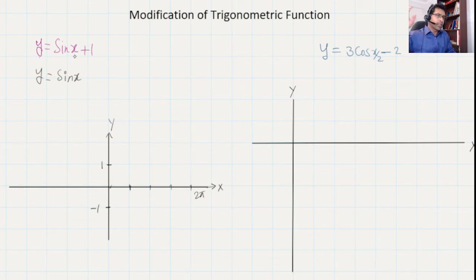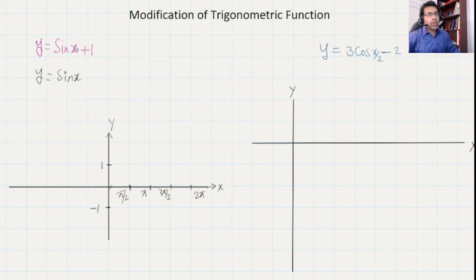Here our period is also the same, because b is 1. If you compare to the general form, b is 1, so it means the period, the angle it takes to complete the whole circle, is 2 pi. This is our pi over 2, and each critical distance would be pi over 2, so it would be pi, then 3 pi over 2. This is our scaling now, and it will take 2 pi to complete the whole circle in both cases, because our period is not changing here, only the vertical shift.